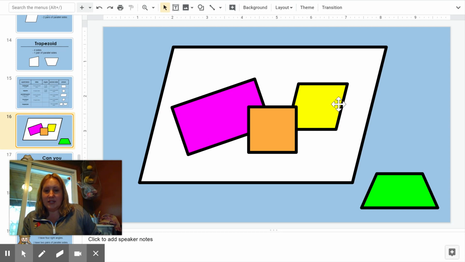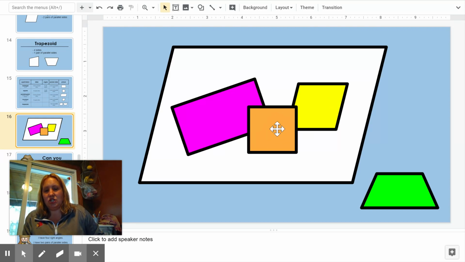Over here, this yellow one, now we just have one more special feature. Now we took that parallelogram and we made it so that all the sides were equal. So now we've got a parallelogram, but with four equal sides. And what do we call that? A rhombus would be the name of that shape.